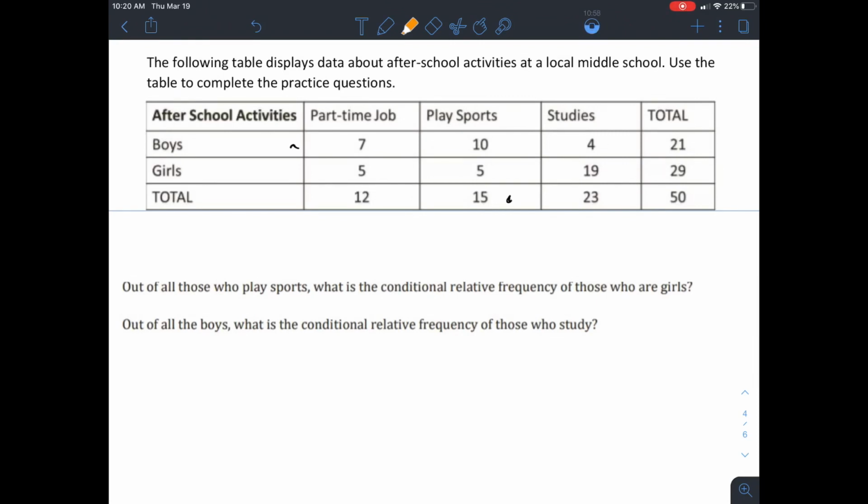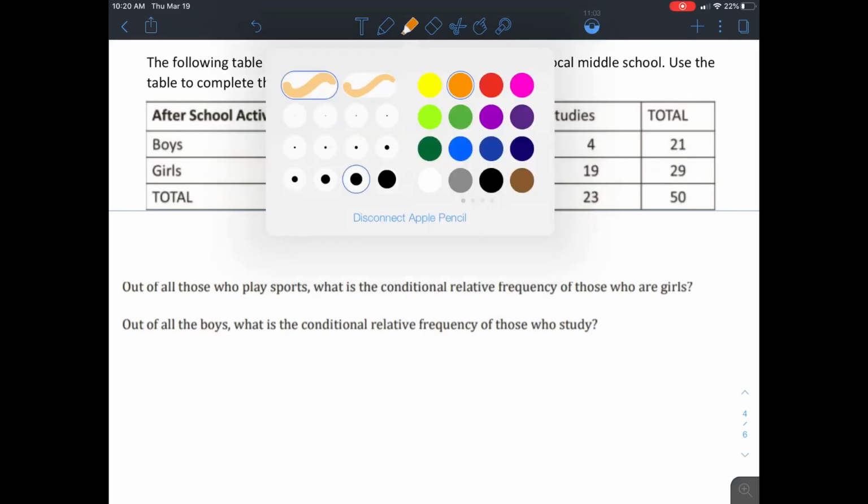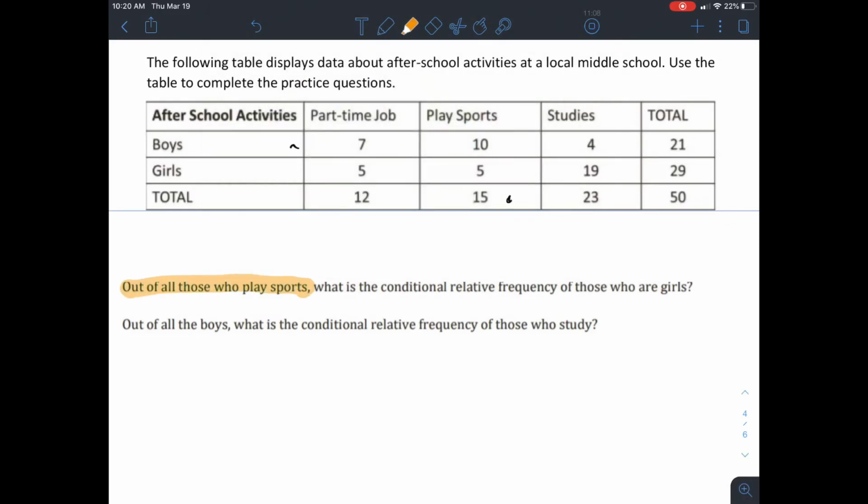All right, so the following table displays data about after-school activities at a local middle school. Use the table to complete the practice problems. So it says out of all those who play sports, right? So that's our new condition. Definitely a condition. We're only looking at those who play sports. So what total is that? Play sports, go down, 15. So we know that our condition is that they play sports. So our total will be out of the total that plays sports. That's the subtotal we're going to use.